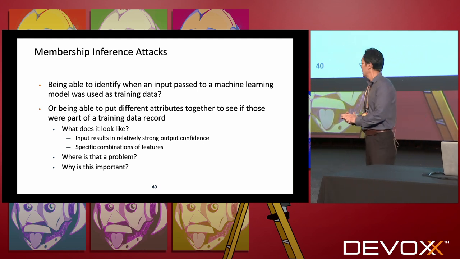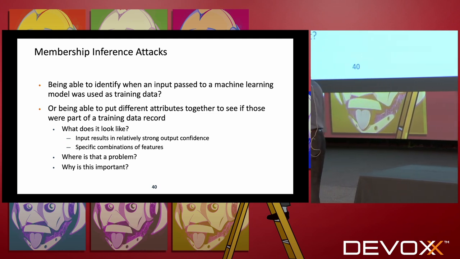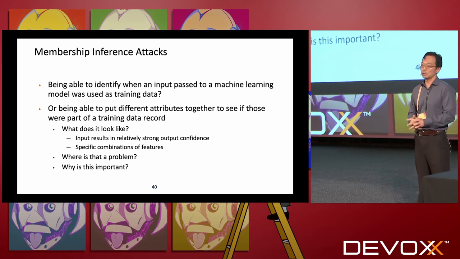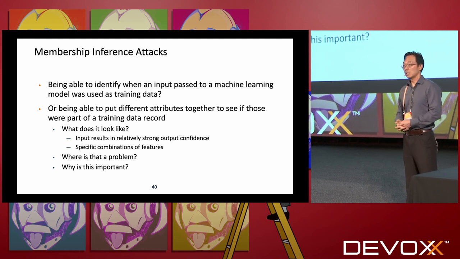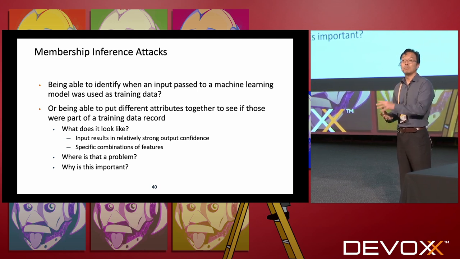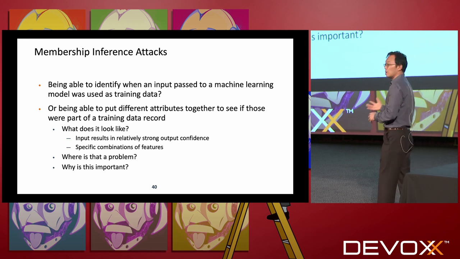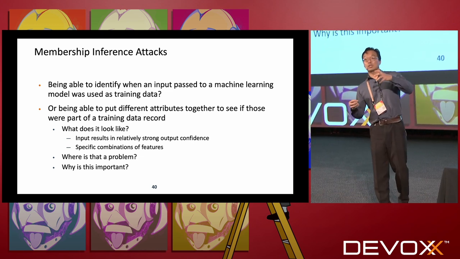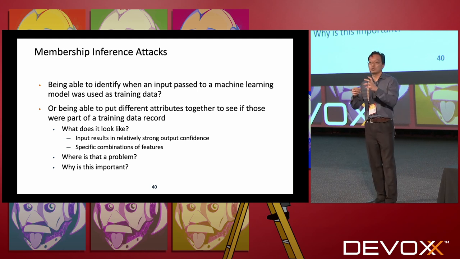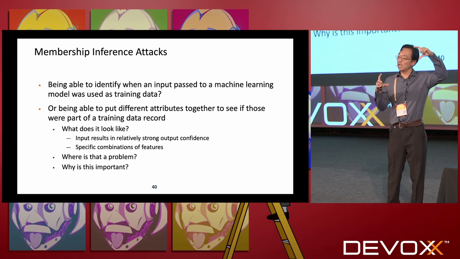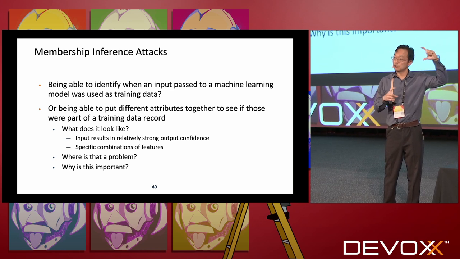All right, so membership inference attacks. This is important because sometimes your training data has sensitive information in it that you don't want to disclose. And sometimes these models can tell you whether or not training data was used, by what input you pass to the model. Or if you have a combination of features, you can take a particular set of features and start fiddling with just one feature, trying different values, and look at the output classification results and kind of go, oh, this collection of features probably was used as training data.